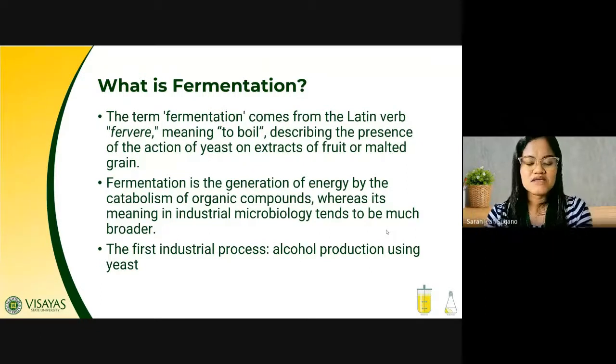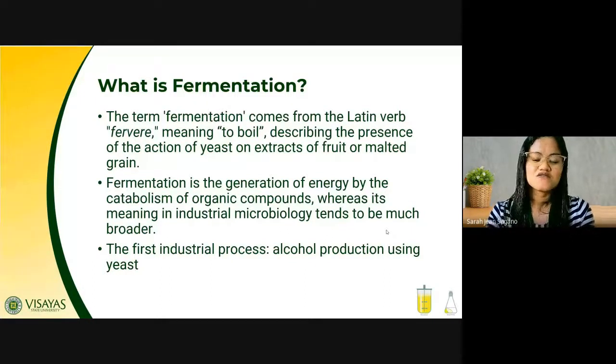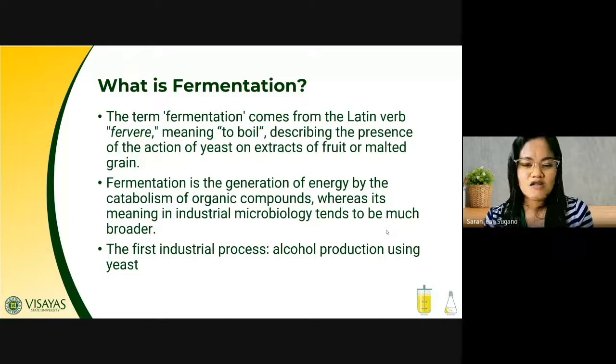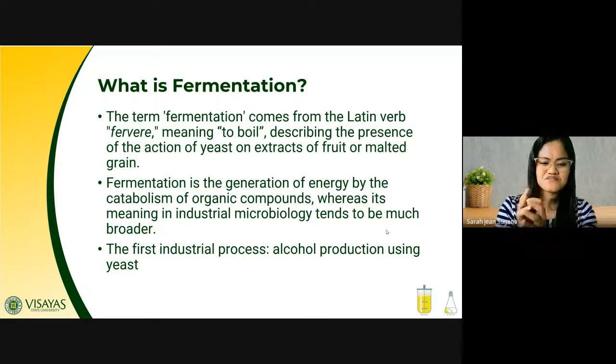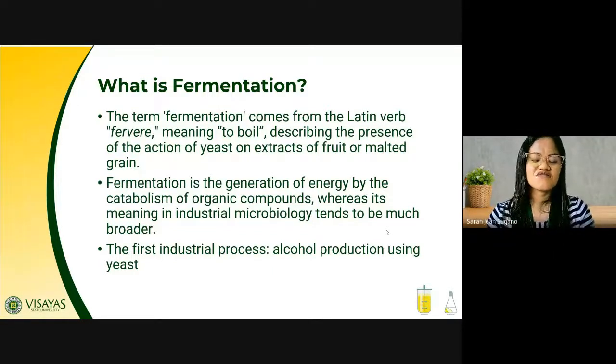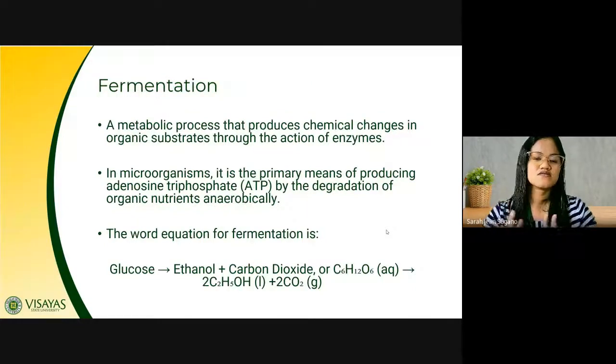Later, let us define technically the fermentation process. The first industrial process, sorry, is alcohol production using yeast. One of the products of fermentation is alcohol, produced by the action of yeast. Technically, it is a metabolic process that produces chemical changes in organic substrates through the action of enzymes.